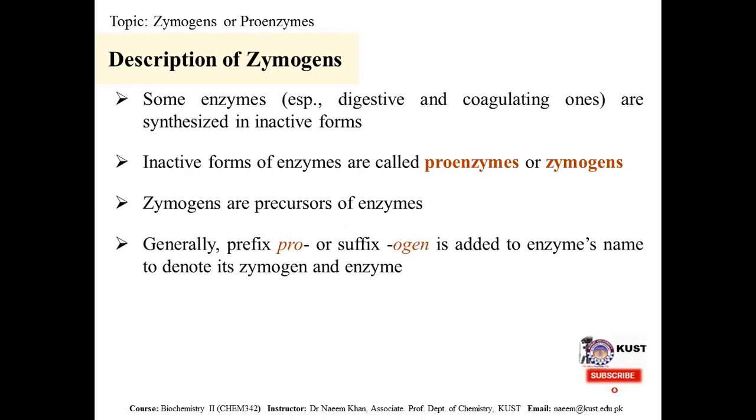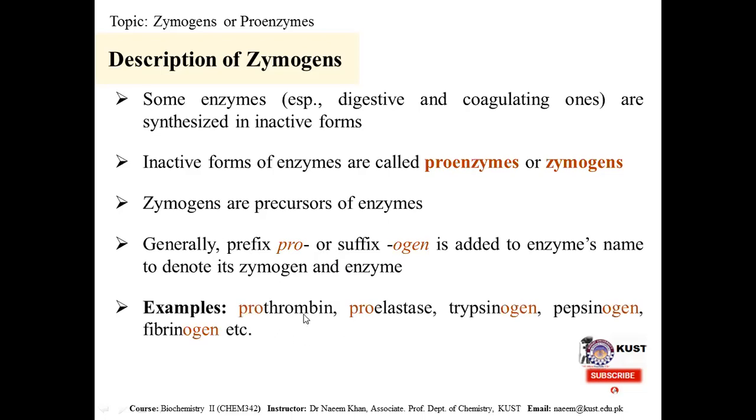Generally, the prefix pro or the suffix ogen is added to the name of the enzyme to denote its zymogen. A prefix is something which is added at the start of the name of the enzyme. So to designate the zymogen form, the enzyme name is written with the addition of the prefix pro or the suffix ogen. For example, thrombin is an active blood clotting enzyme. When it is produced in the inactive form, it is called prothrombin. This pro prefix designates that prothrombin is the zymogen form of the active thrombin enzyme.